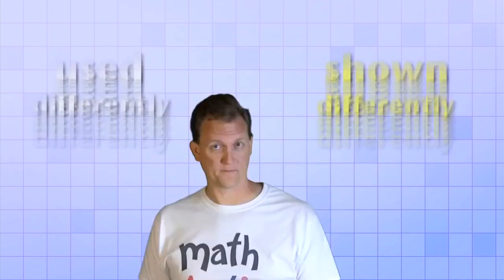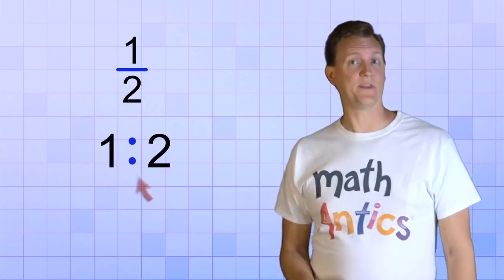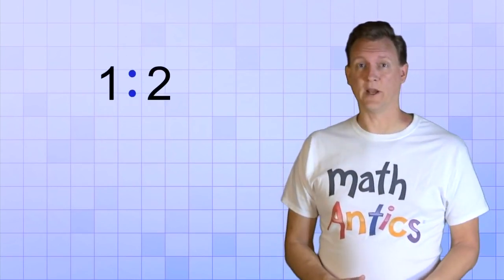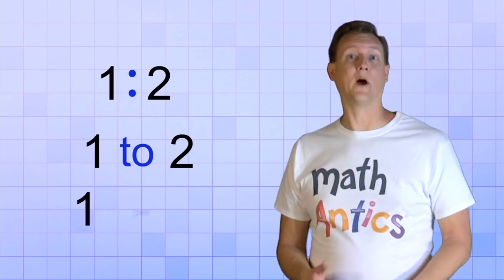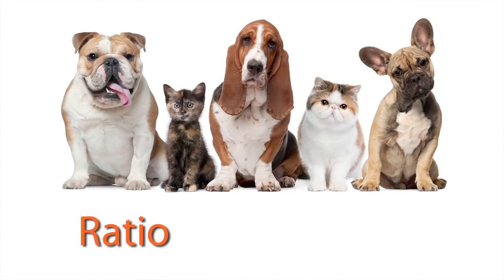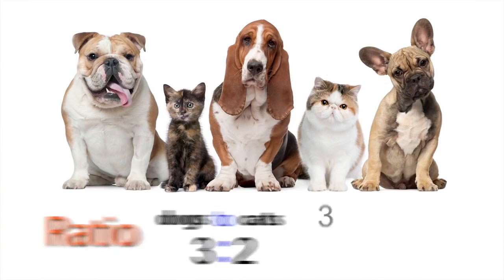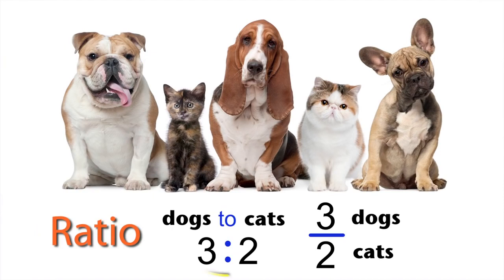All right, so now you know that fractions and ratios are basically the same thing. But since they're used differently in math, sometimes they're also shown differently. Once in a while, instead of seeing the standard division form, a ratio might be represented with this symbol. When you see a ratio written this way, it just means 1 to 2 or 1 per 2. For example, in this picture, you could say that the ratio of dogs to cats is 3 to 2. 3 dogs to 2 cats. And you could also write it in the standard division form, 3 dogs over 2 cats. They're just different ways to write the same ratio.